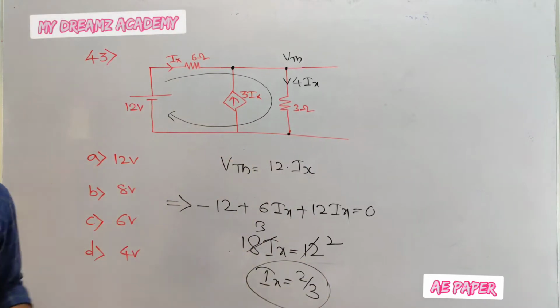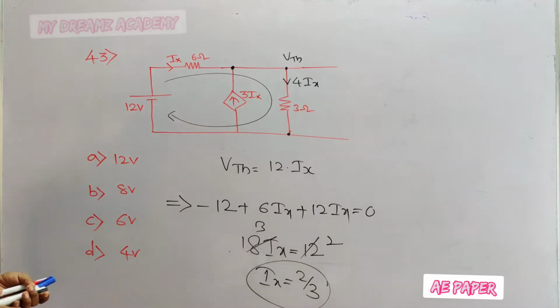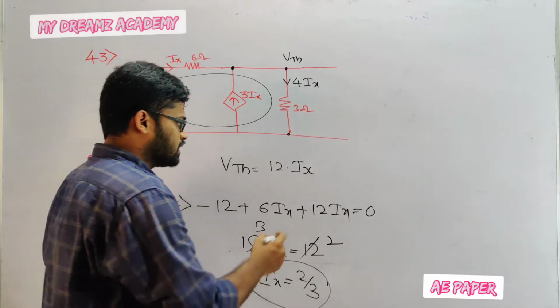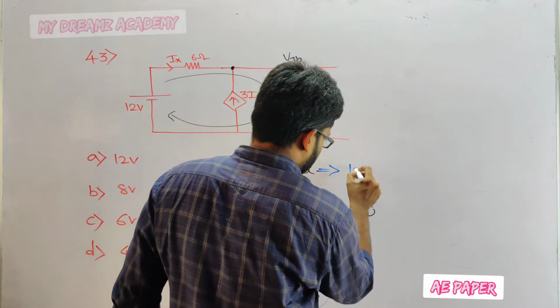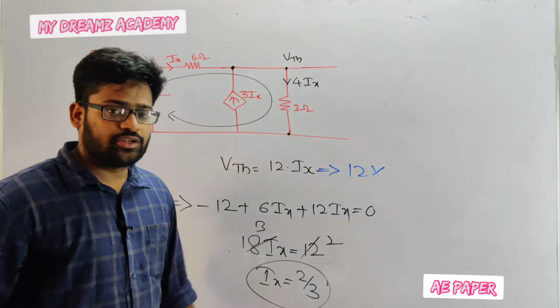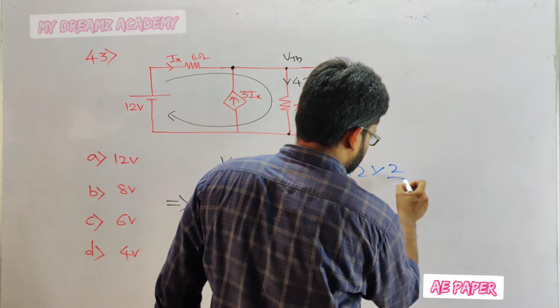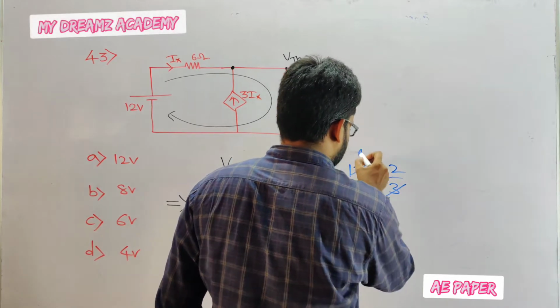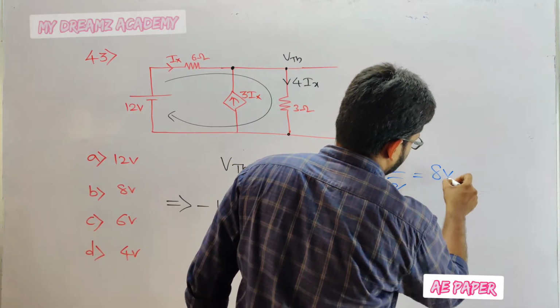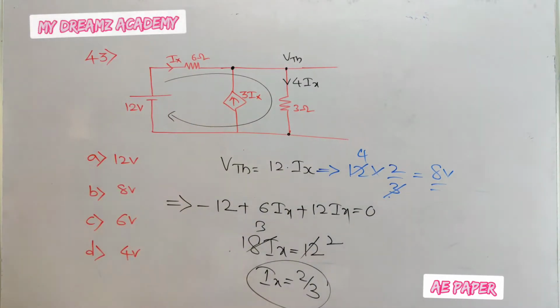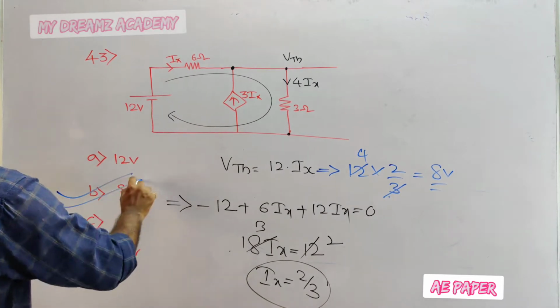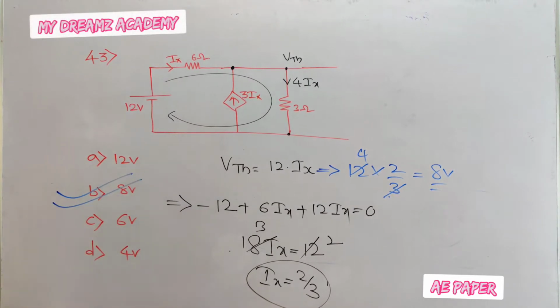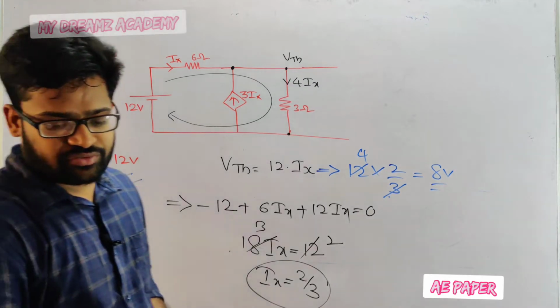Is this the answer? No. We need to calculate Thevenin's voltage. The Thevenin's voltage is equal to 12 into the Ix value, which is 2 by 3. 3 1s are, 3 4s are. The answer is 8 volts. So which option is correct? Option B is correct. This is the Thevenin's voltage for the question number 43.